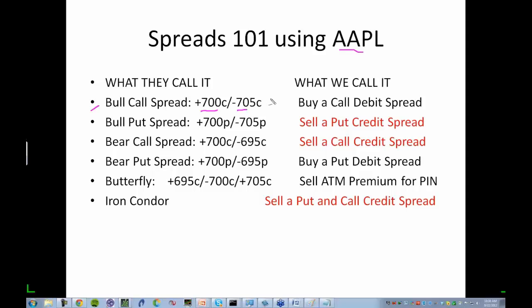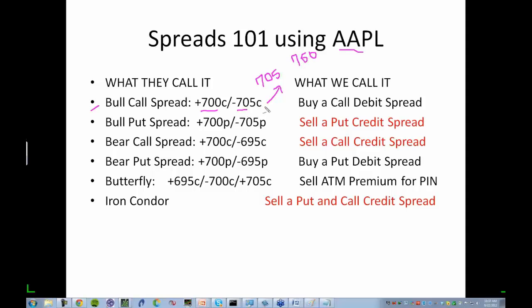Of course, this is a bullish play. You're looking in this case for the stock to go up. In a perfect world, Apple would close at 705, right? The 705 call that you sold would expire worthless, and you'd get your maximum profit on the 700. But it doesn't matter. Apple could go to $750 and you'd still make the spread.